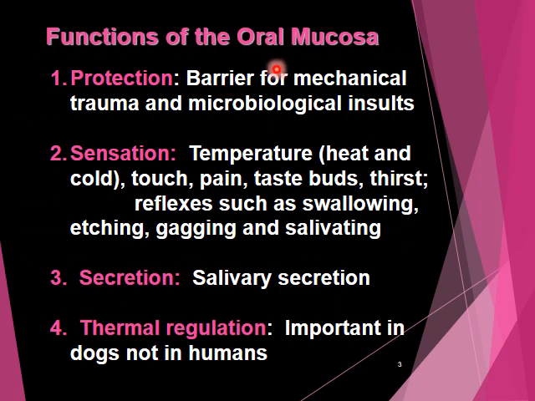The oral mucosa has different functions. Protection, which is a barrier against mechanical trauma and microbiological insults. Sensation: temperature, heat and cold, touch, pain, taste buds, thirst, and reflexes such as swallowing, itching, gagging, and salivating. Also secretion, by salivary secretion, and thermal regulation, which is important in dogs, not in humans.